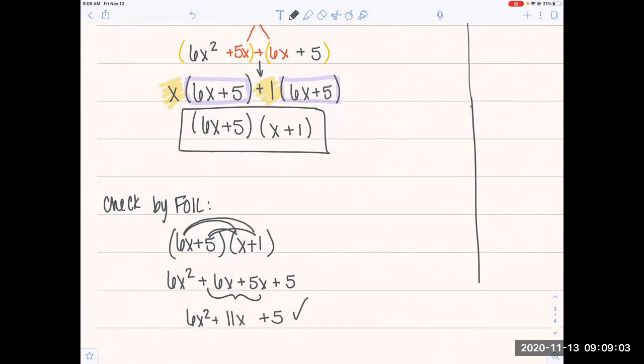I keep saying to check by FOIL, but if you really like the box method better, like we did in chapter 12, you can do the box method too. It works the same. You'll get the same answer.